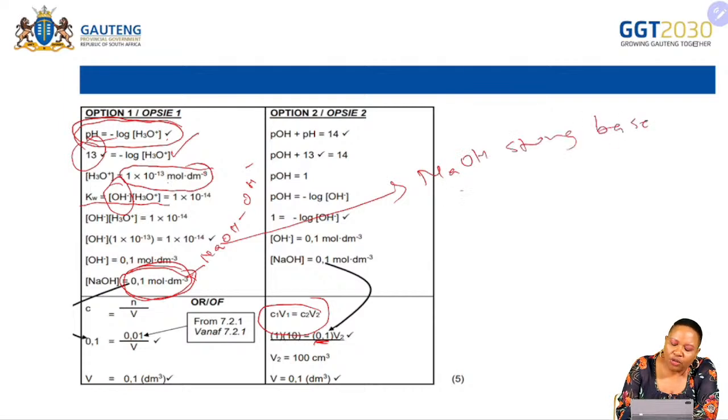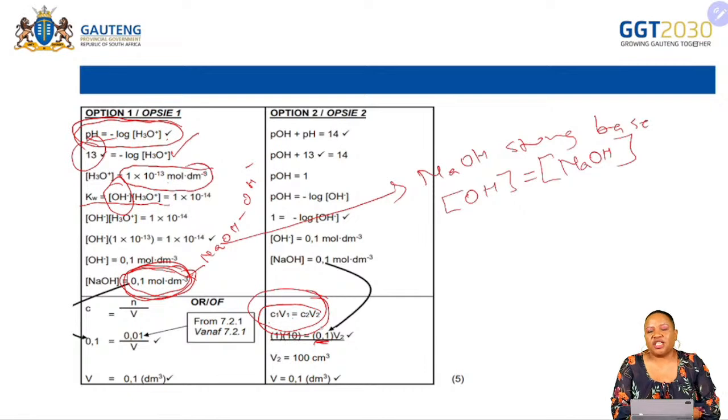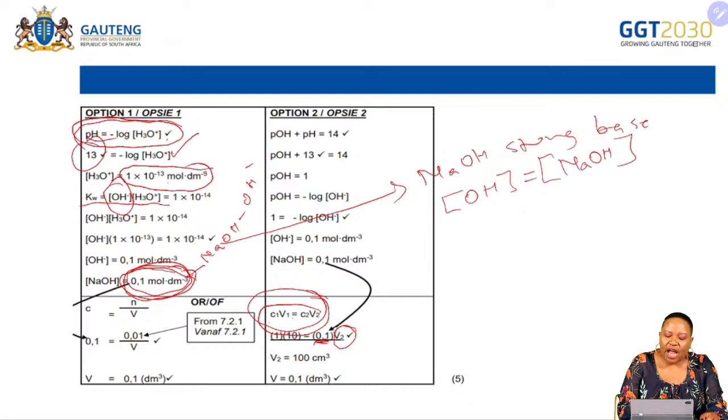Therefore, the concentration of OH is going to be the same as the concentration of NaOH. And then after finding the concentration of NaOH, we can use this formula, C1V1 = C2V2, to find this concentration. I'm looking at the time. The time is not on our side, but after finding this concentration, we're going to find the volume of the diluted sodium hydroxide in this solution.